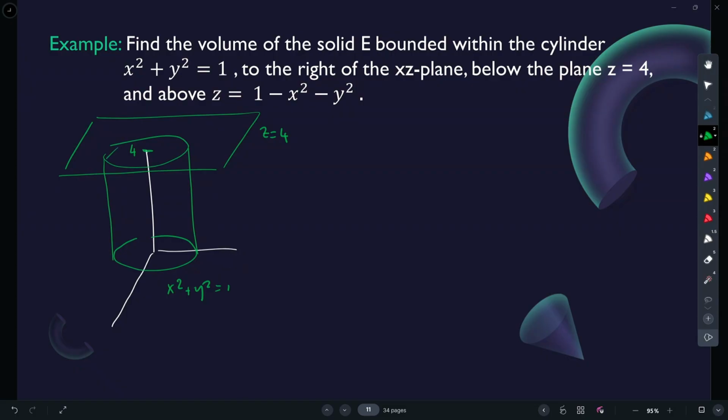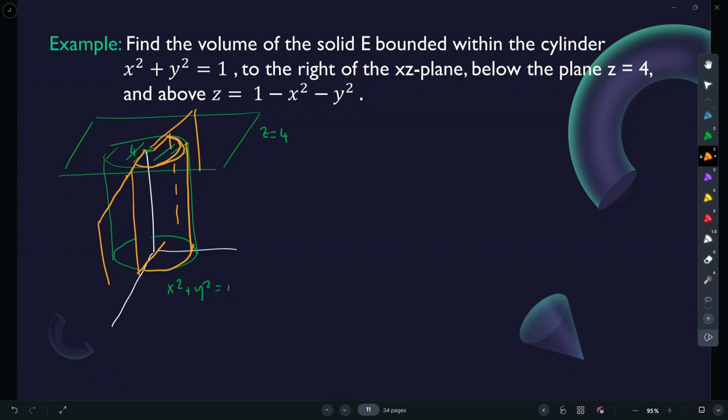So I already have a top region there. And then to the right of the xz plane, that cuts my object like this. So I only get this part of the cylinder now. And it has to be above z equals 1 minus x squared minus y squared.